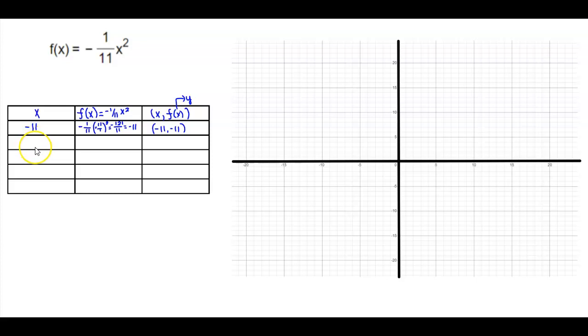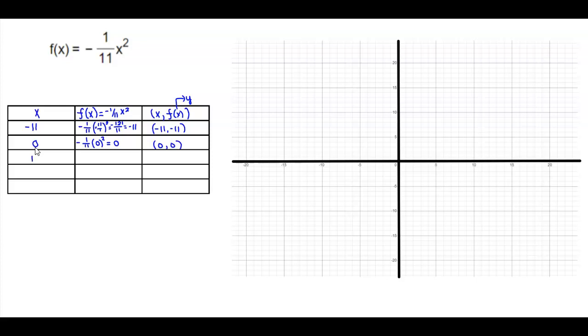Okay, now let's pick 0. If we take negative 1 over 11 and multiply it by 0 squared, we know 0 times anything is going to give us 0. So we have 0, 0.